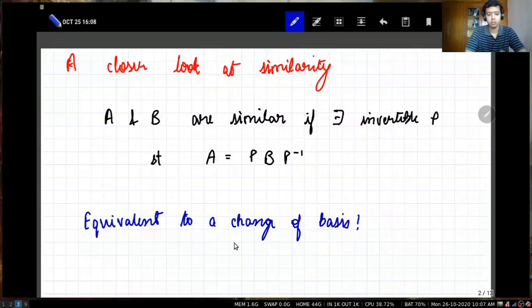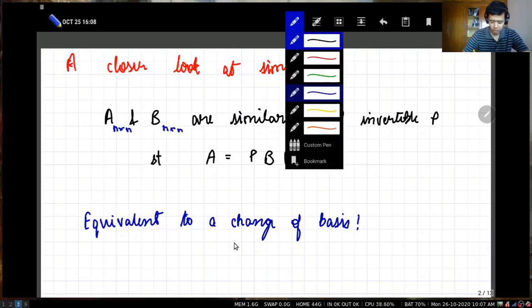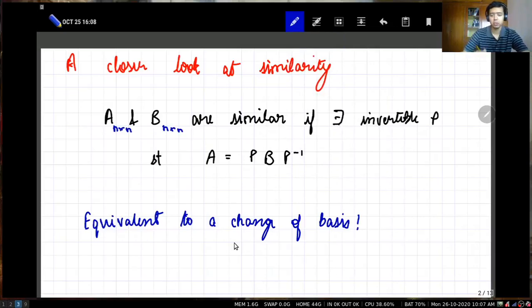I defined two n by n matrices A and B are similar. So given A is n by n, B is n by n. We say that A and B are similar if we can find an invertible n by n matrix P such that A can be written as P times B times P inverse. Right? Now, what does this geometrically imply? This geometrically implies a change of basis, and that is what we'll see in detail in this lecture.